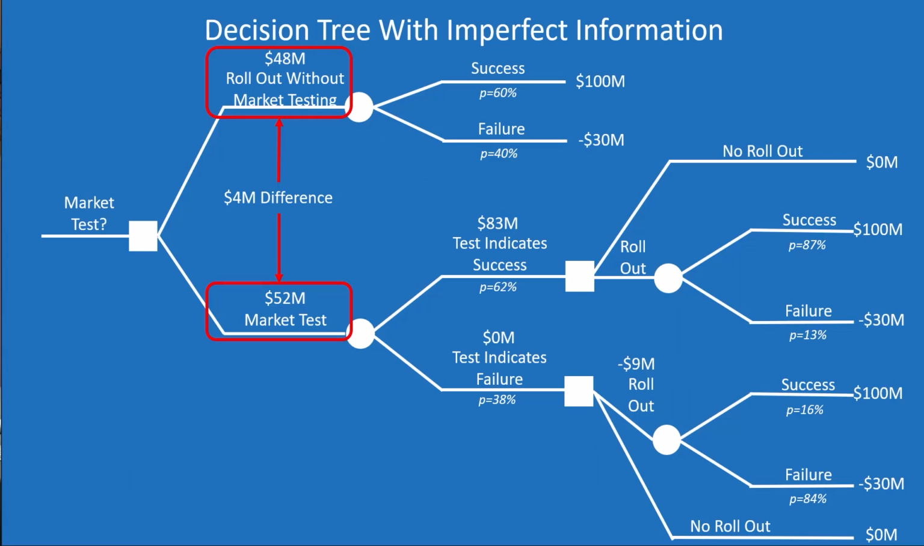The expected value of not performing the market test is $48 million, and the expected value of performing the test is $52 million. The $4 million difference is the value of testing. To beat a dead horse, that's the economic value.